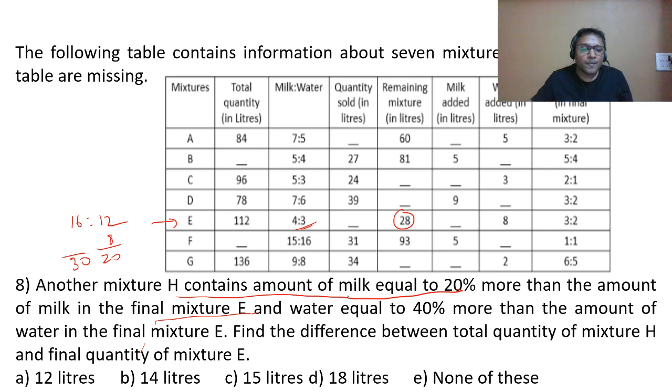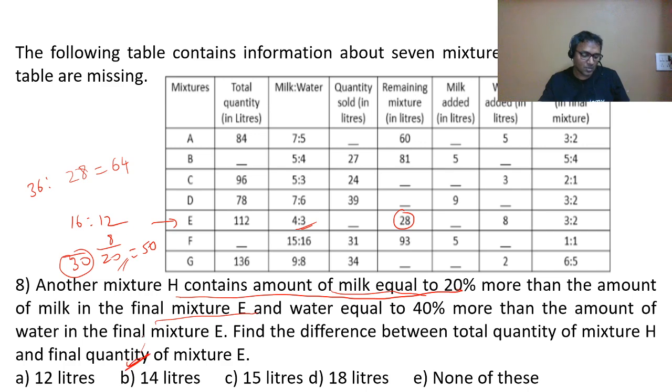Here it has milk equal to 20% more than the amount of milk in the final mixture of E. So 20% more will be 36. And water equal to 40% more than the amount of water in the final mixture of E. 40% more will become 28. Find the difference in the total quantity of mixture H, which is 64, and 50, so 14 liters, B option.